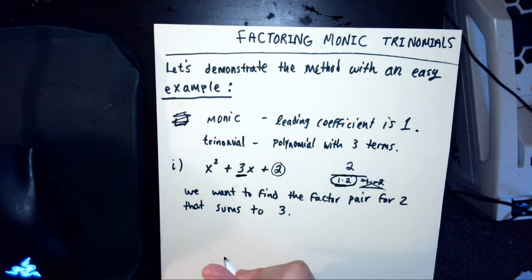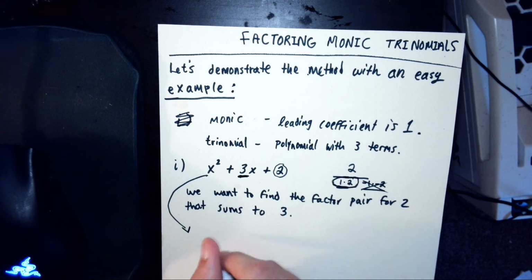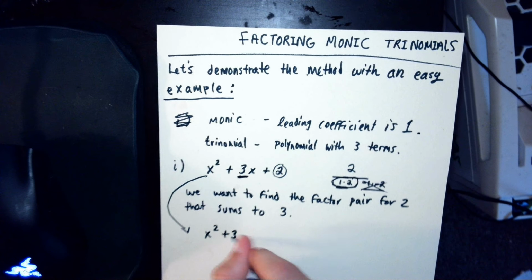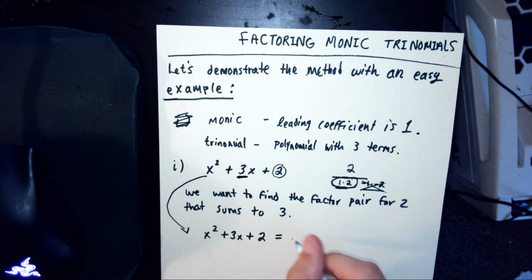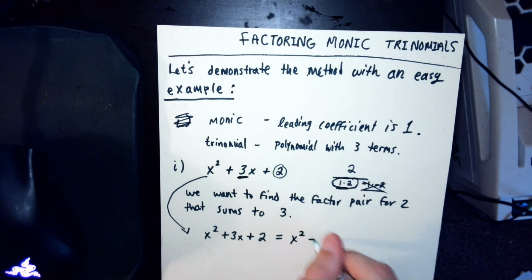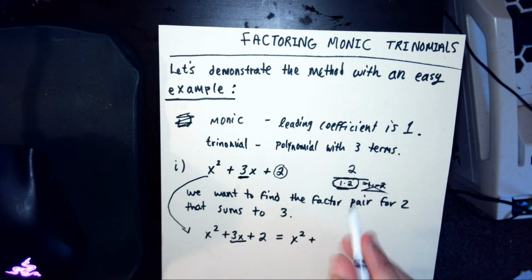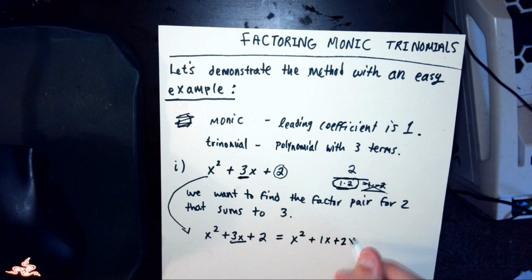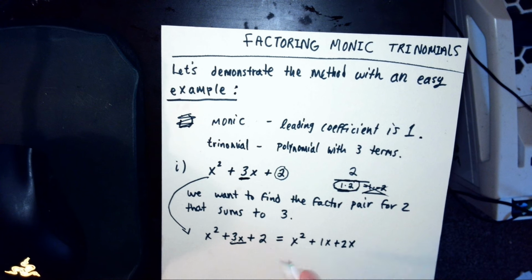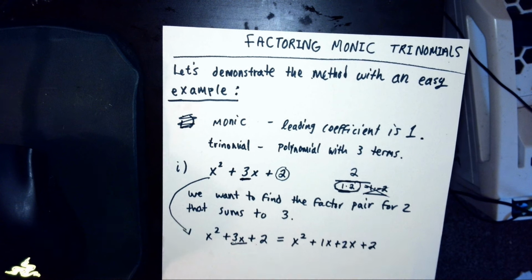And I'll show you what I mean. We need to take what we had up here, so we'll take x squared plus 3x plus 2. And what we're going to do is split that 3x into 2 pieces. 3x is really the same thing as 1x plus 2x. And then we also have the plus 2 as well.